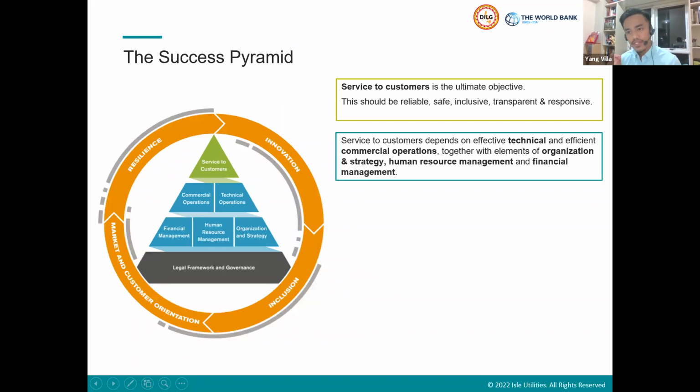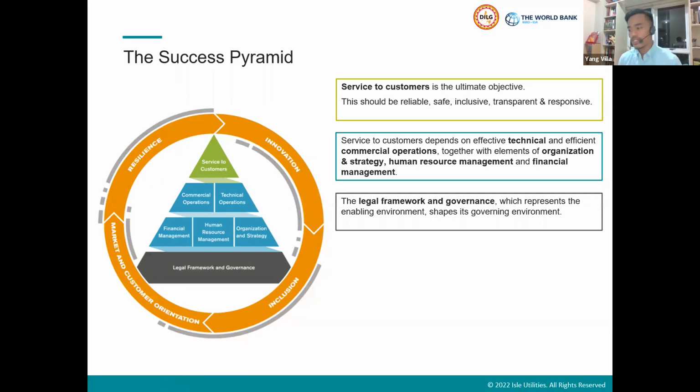Now, the service to customer is supported by 5 pillars of utility operations. That is technical, commercial operations, financial management, HR management, and organization and strategy. And what I'd like to demonstrate later in the case studies and examples is how all these 5 pillars are interconnected, and it is very difficult for us to address IWS simply by focusing on one of these factors or pillars.